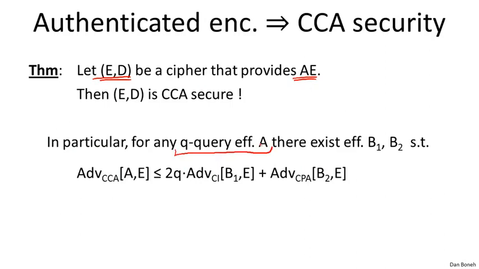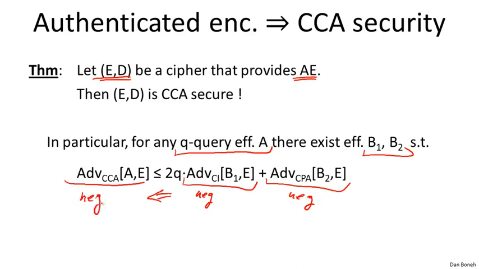More precisely, the theorem says the following: if we have an adversary that issues at most Q CPA queries and Q chosen ciphertext queries, then there are two efficient adversaries, B1 and B2, that satisfy this inequality here. Since the scheme has authenticated encryption, we know that this quantity is negligible because it's CPA secure, and we know that this quantity is negligible because the encryption scheme has ciphertext integrity. As a result, since both terms are negligible, the adversary's advantage in winning the CCA game is also negligible. So let's prove this theorem.